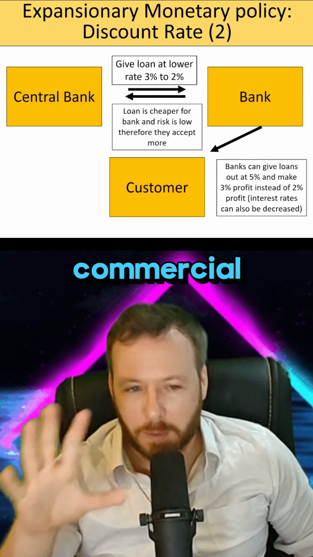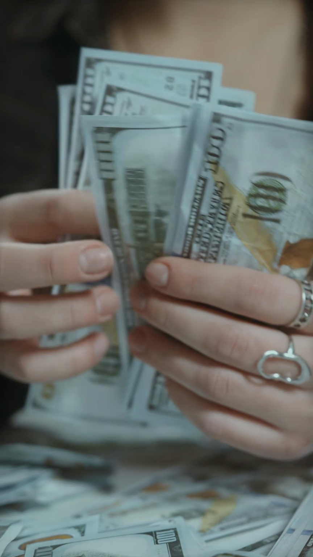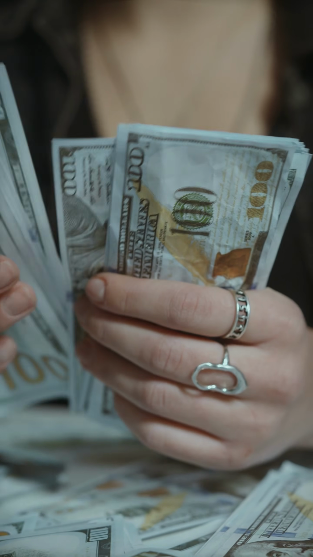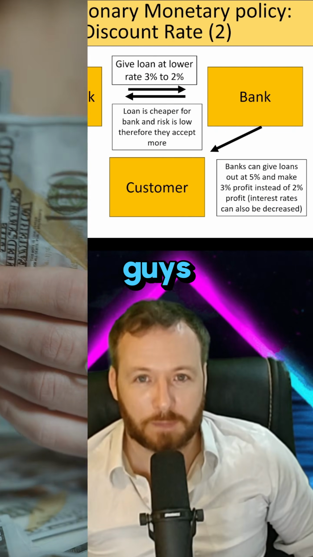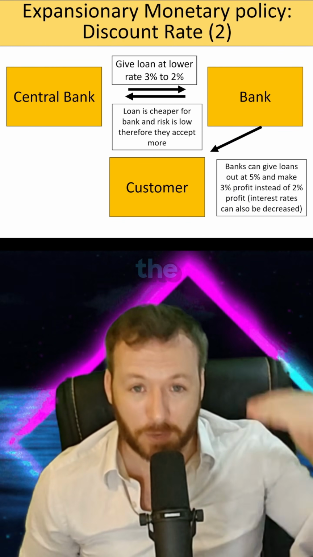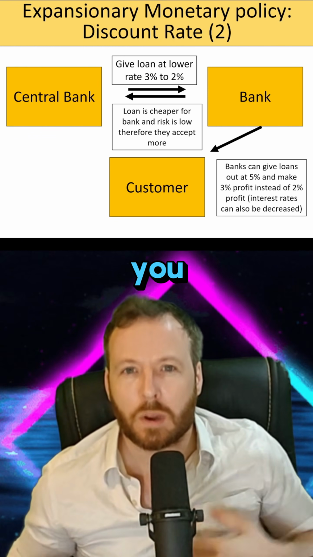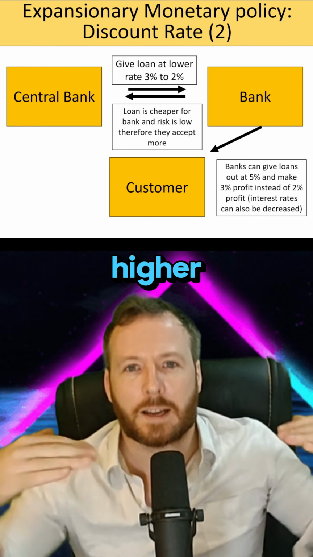So this means the commercial banks, the businesses, are more willing to borrow from the central bank because the loans are cheaper and there's more profit to be made, and they'll loan more out to you guys. And if the central bank wants to stop the money supply, they will do the opposite. They will increase the interest rate so banks won't borrow from them, and therefore banks will lend less to you. And if they do lend to you, they'll lend it at a higher interest rate.